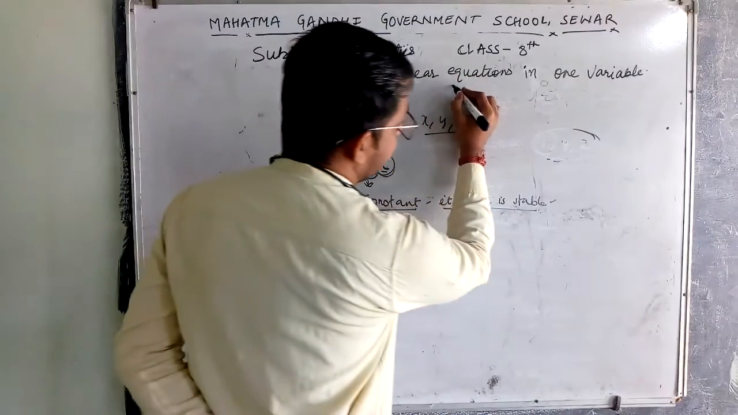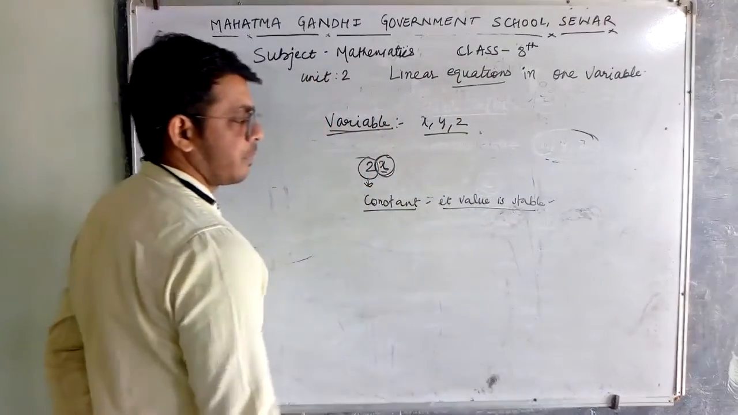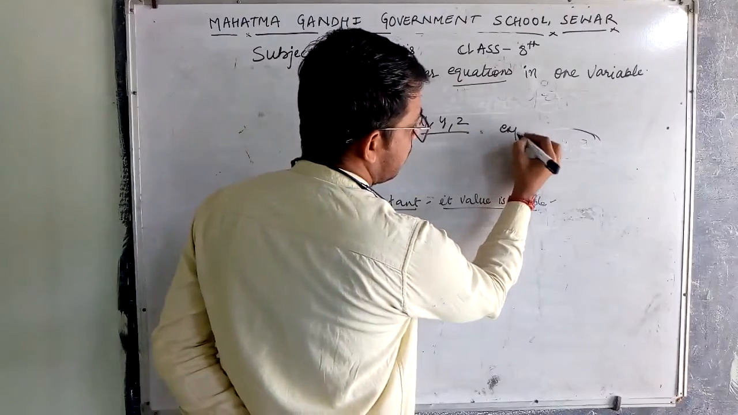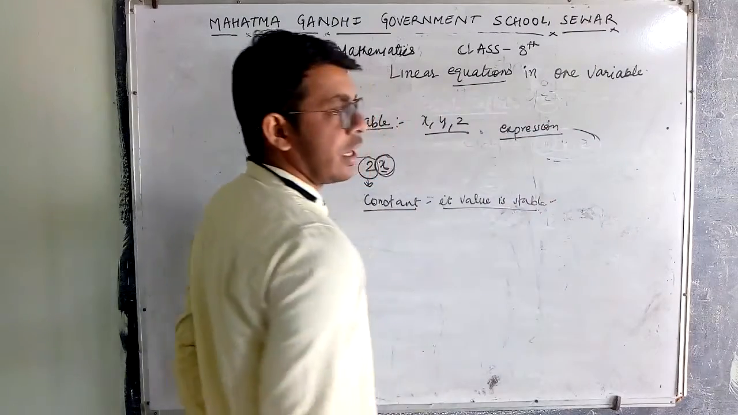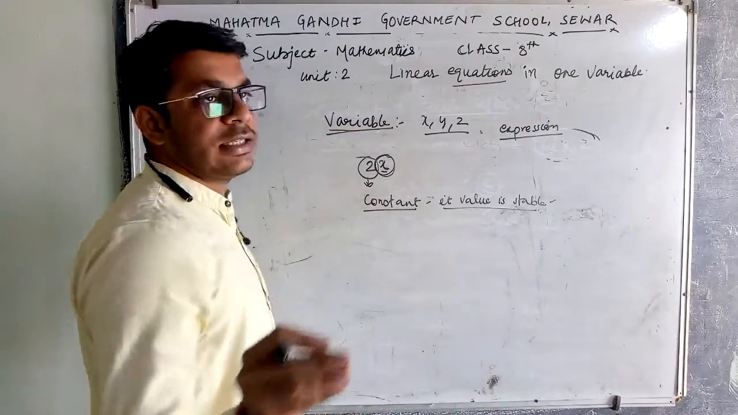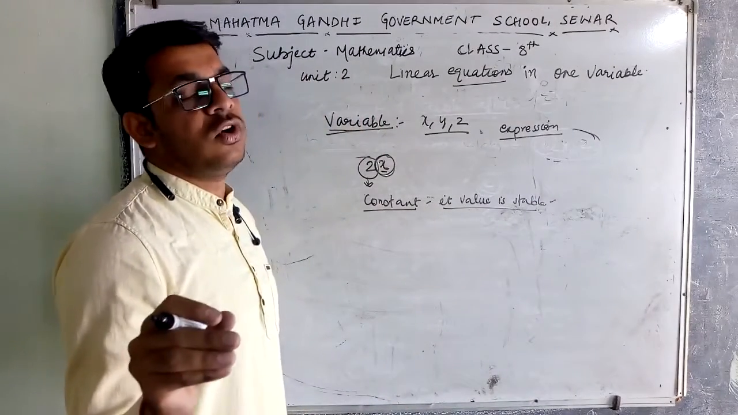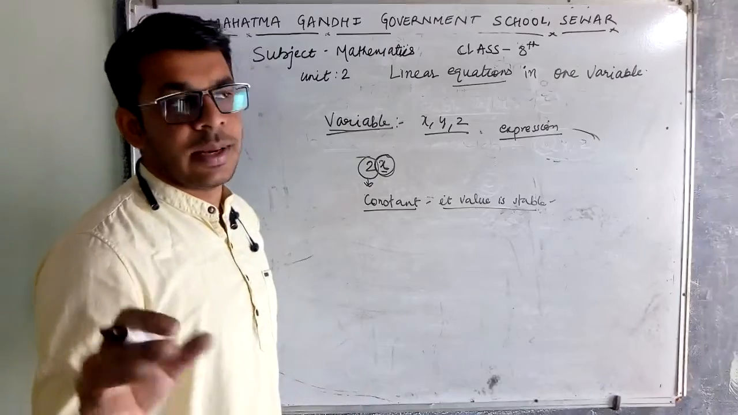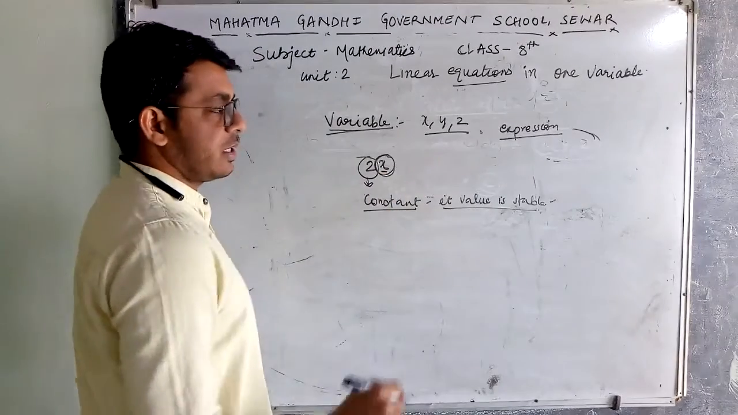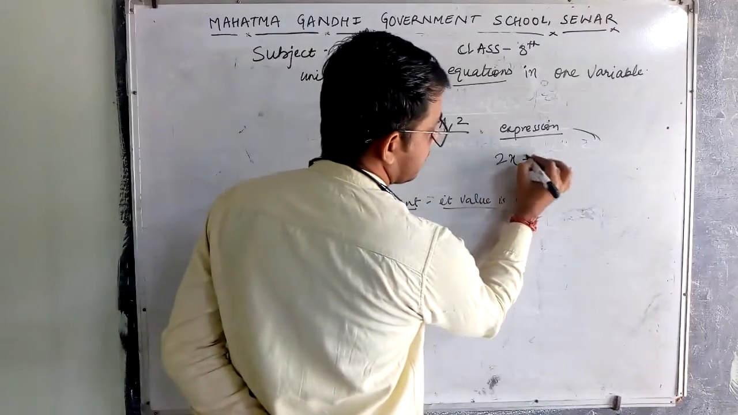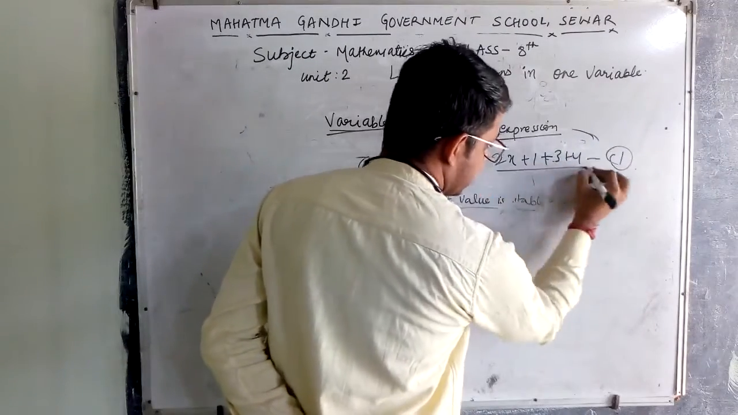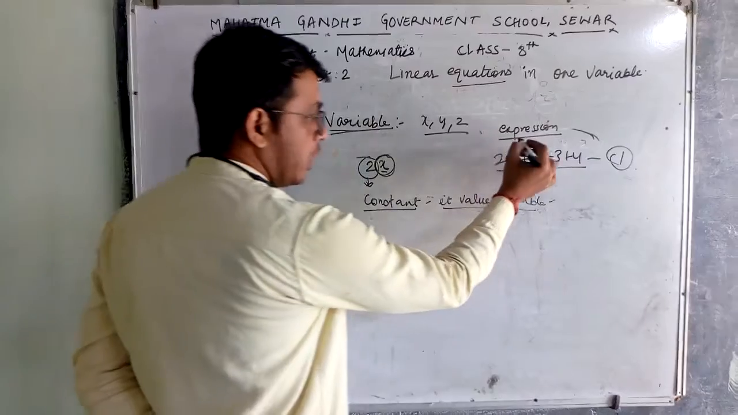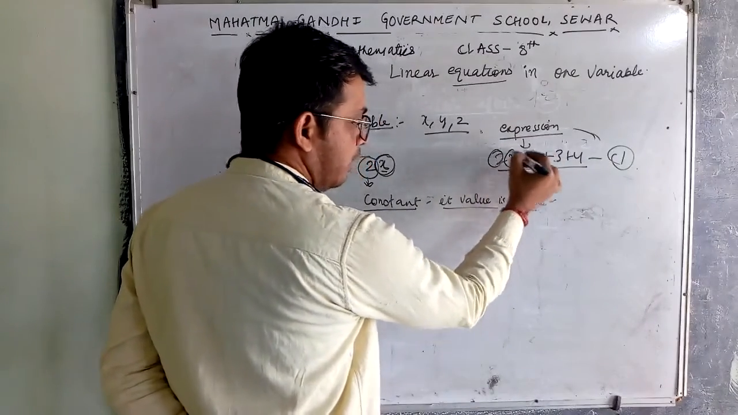Another thing is what is an equation. We studied earlier what is an expression. Anything which has a combination of both, what both? Constant and variable is called an expression. Like 2x plus 1 plus 3 plus 4 is an expression. It includes both constants and variables.